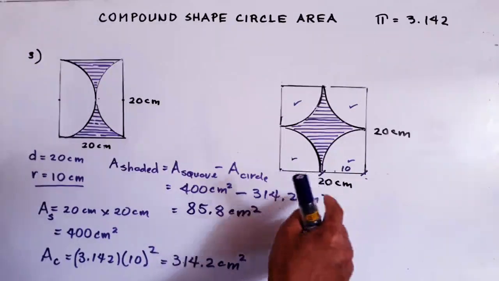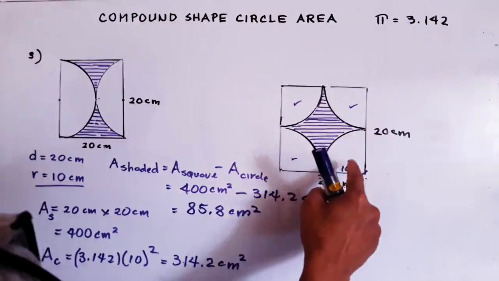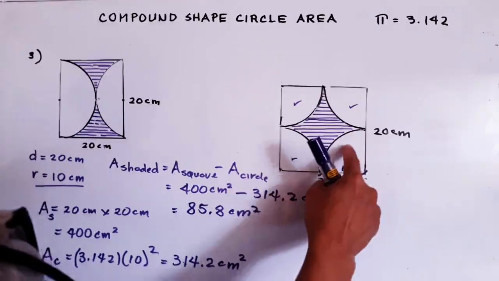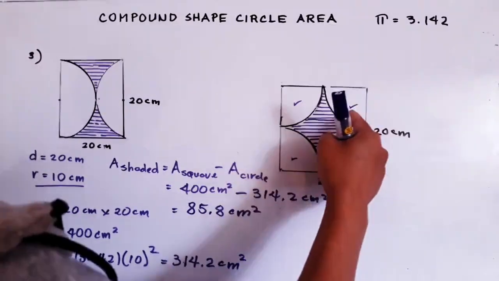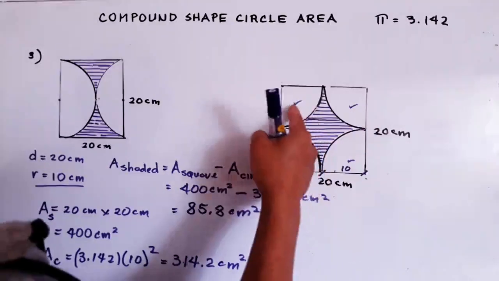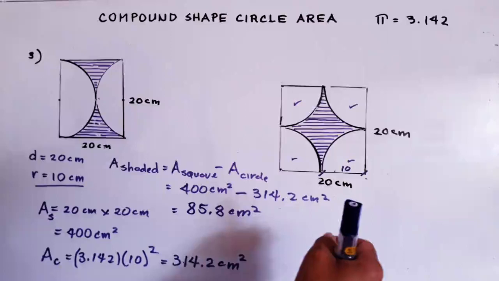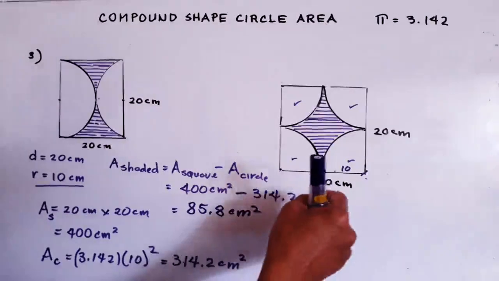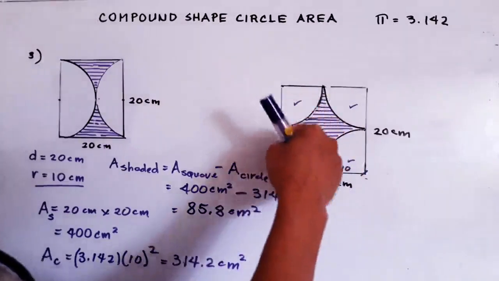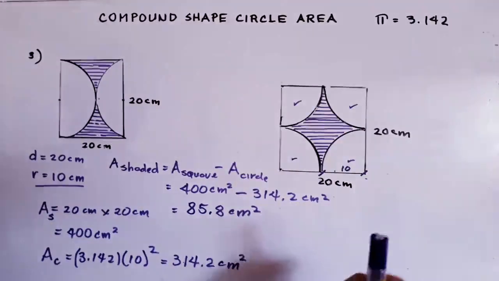You can also have the area of the square minus the area of the first quarter circle, minus the second quarter circle, minus the third quarter circle, minus the fourth quarter circle. It's also correct, but the method is very slow. I just combine the 4 quarter circles into one.